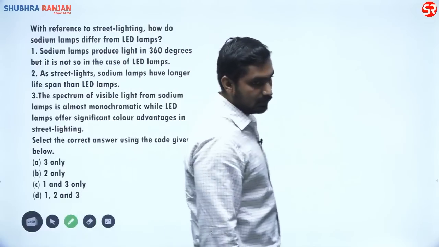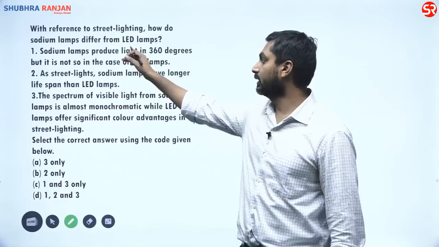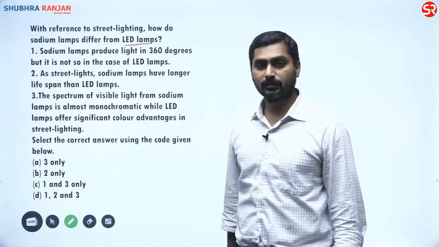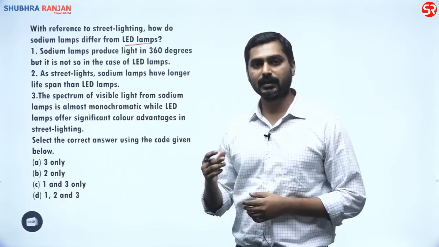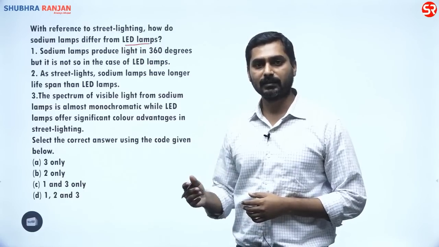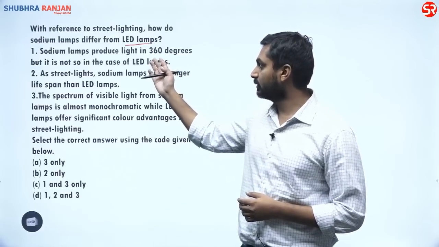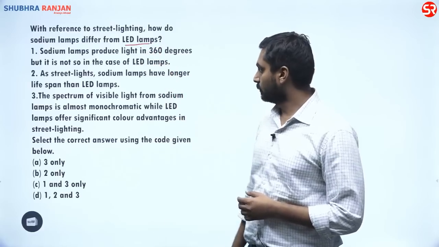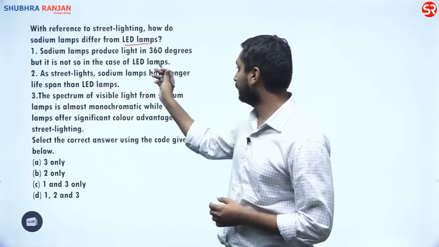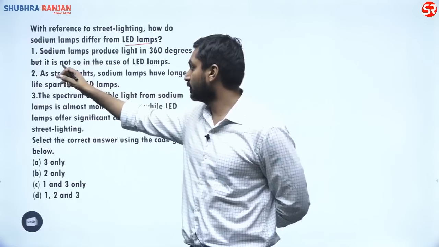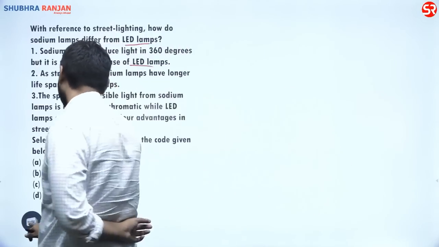Now this is also a basic question. Government is pushing for LED lights. In 2015, it had launched the Jwala scheme, and also it had started a program for lighting the streets with LED lights. So it has asked a question based on the conceptual part. So what it says, the first statement, sodium lamps produce light in 360 degrees, but it is not so in the case of LED lamps.